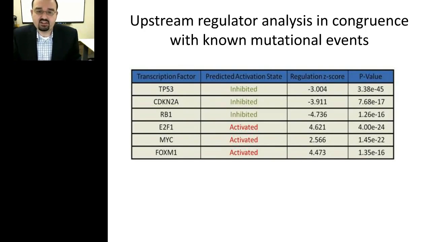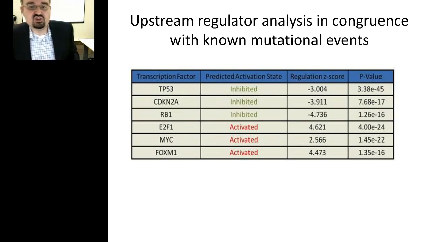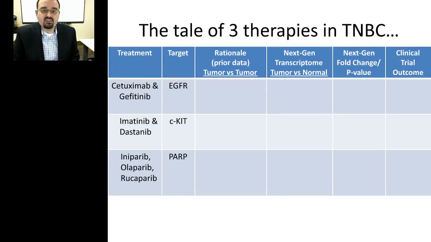Another analysis that we did was what we call an upstream regulator analysis. This is a very cool analysis that takes the differential gene expression and then, based on a large literature database, is able to predict whether an upstream activator is inhibited or activated. In this analysis, we took our differentially expressed genes between triple negative and microdissected normal, and we present here our top 3 inhibited transcription factors and those that are activated.